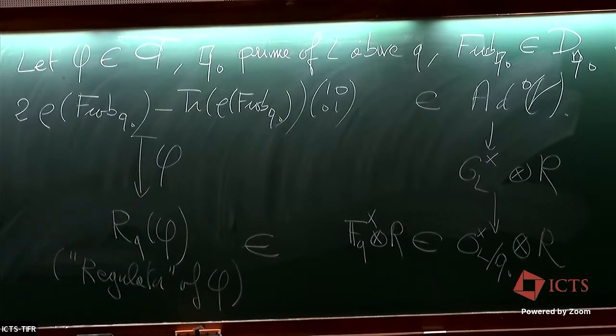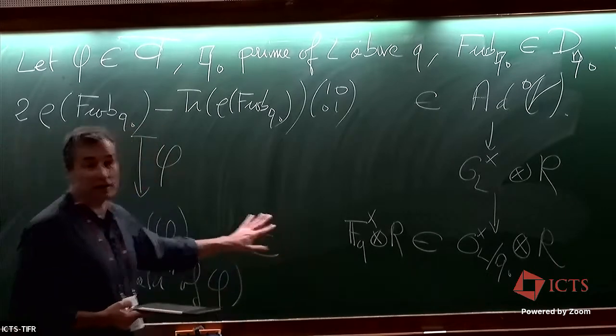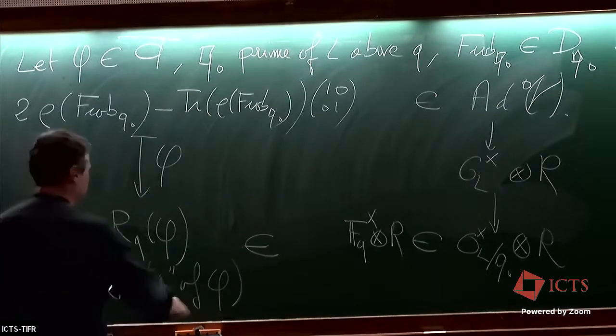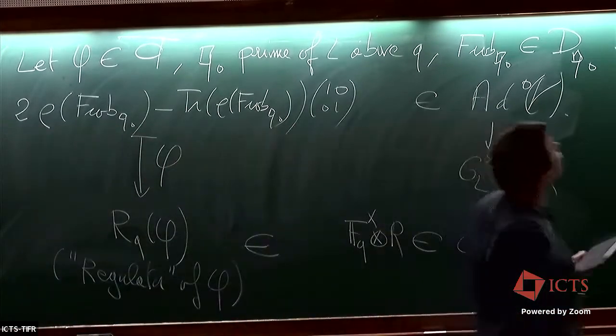Okay, so now we have a collection of elements in F_q^* tensor R, and I have nothing more to say on the Galois side. Now it's time to come to the automorphic side.